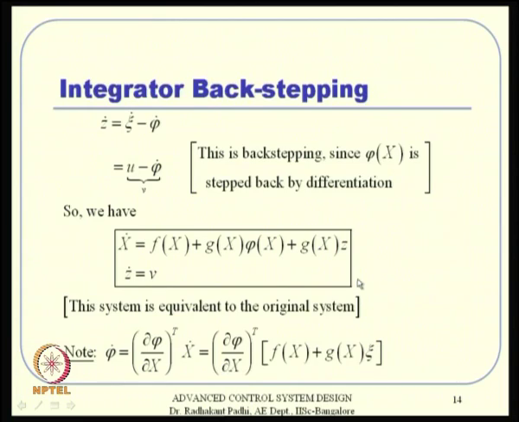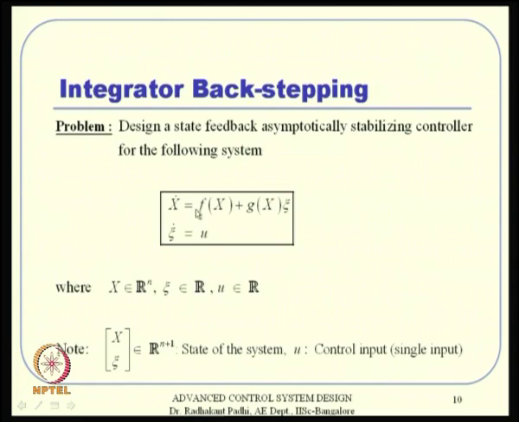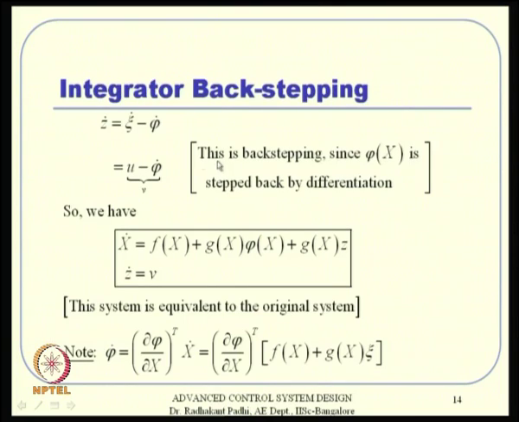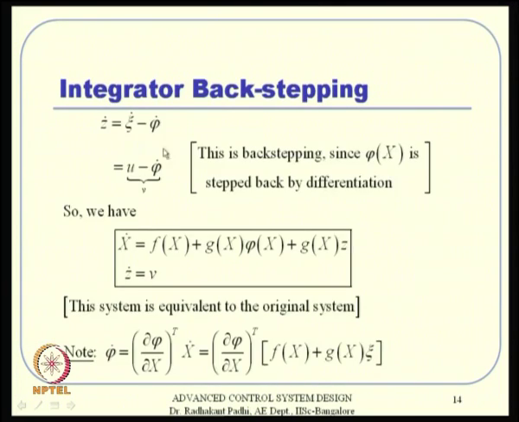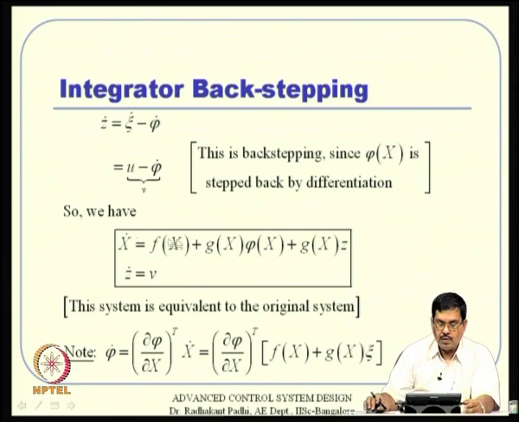Now how do we do further algebra, because we have to put it into this form. So let us analyze this z. Z is by definition xi minus phi of x. So z dot is xi dot minus phi dot, and xi dot is nothing but u. So z dot is u minus phi dot. So we have this modified system dynamics, where v is an artificial control variable: I define u minus phi dot as v, so z dot is nothing but v.